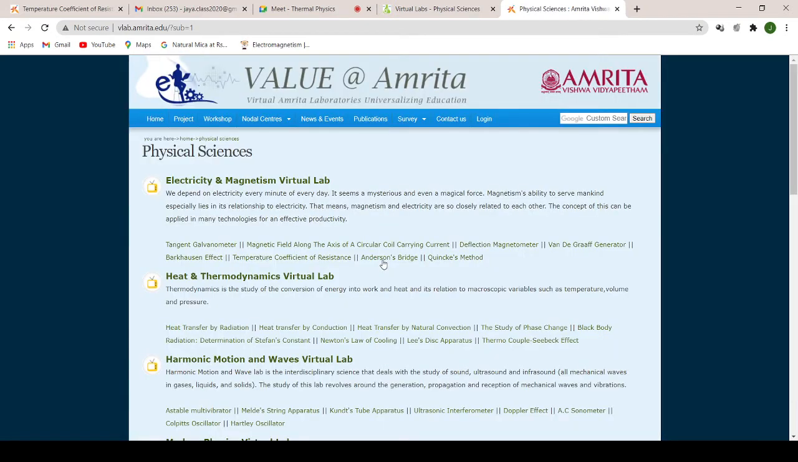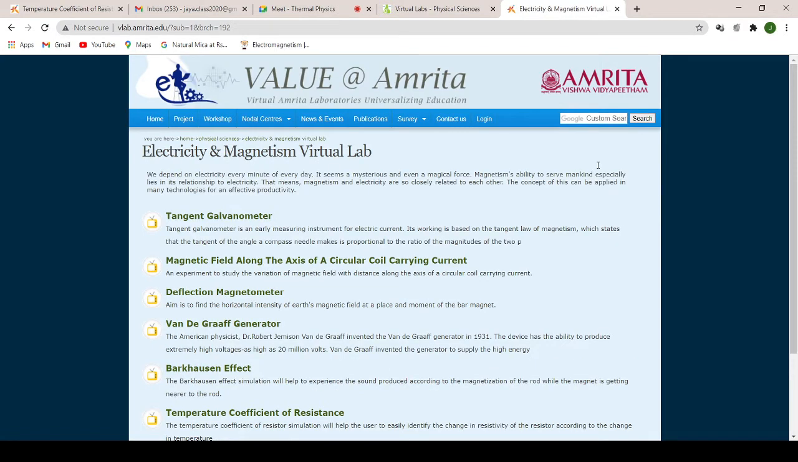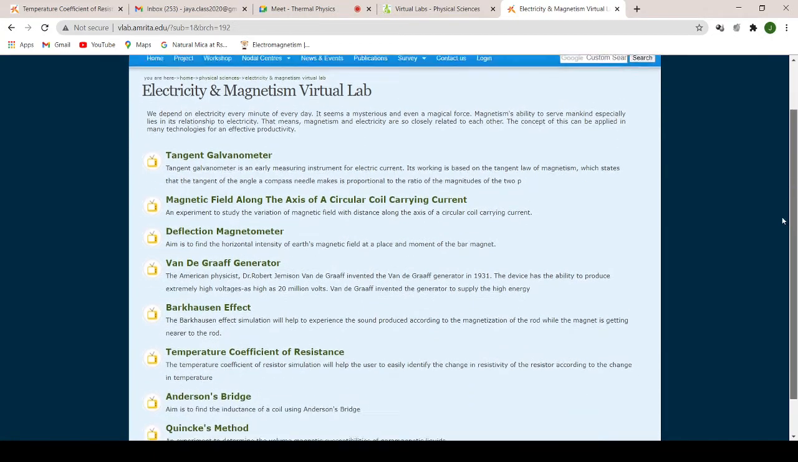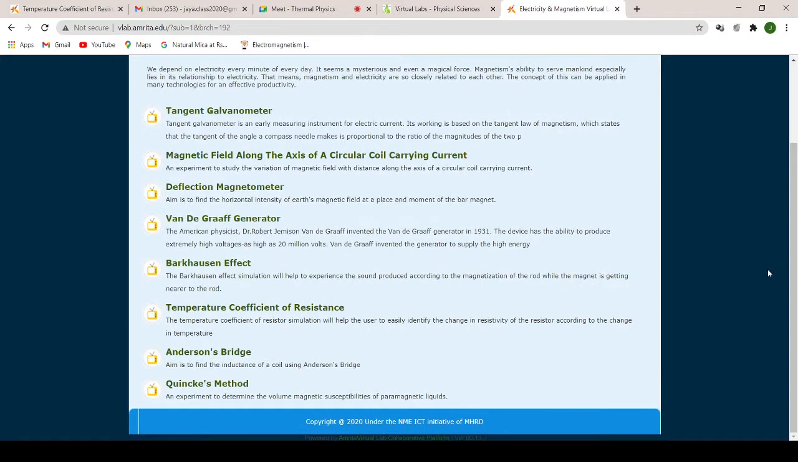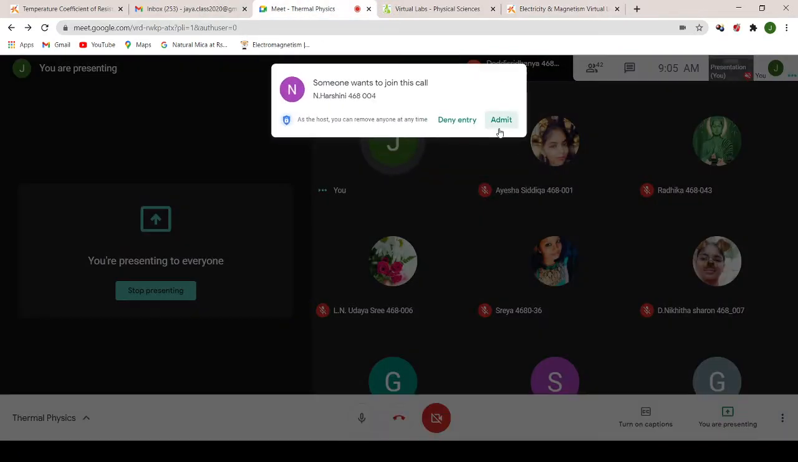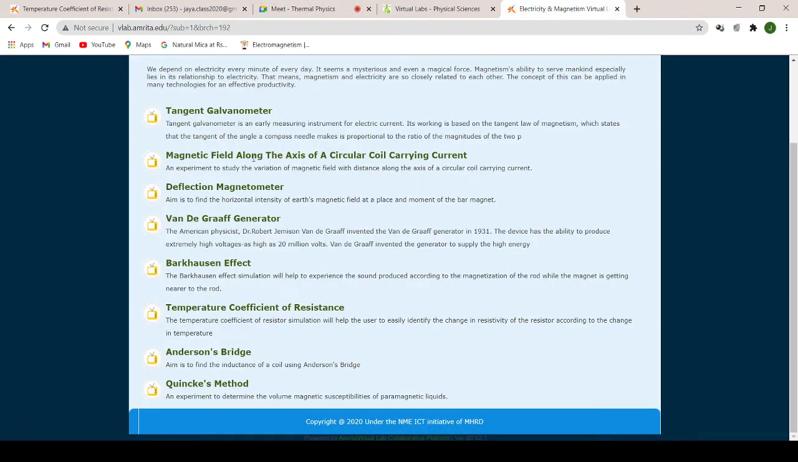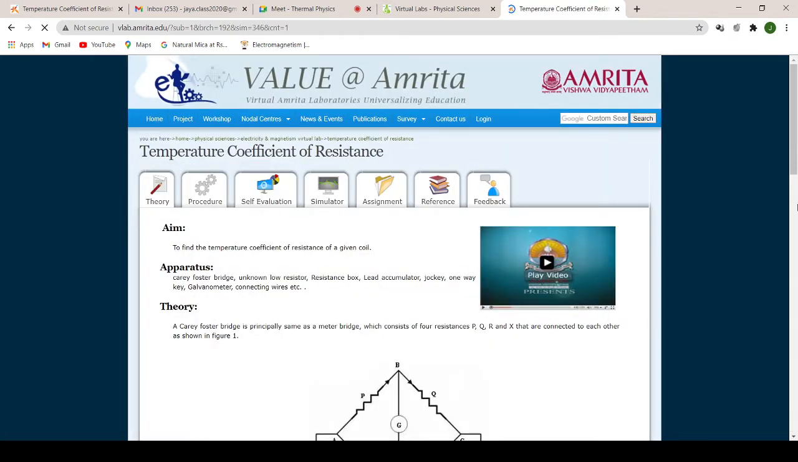So if I remember well, I had asked you to go through this for the theory and procedure. So go to electricity and magnetism virtual lab. As I do it, I want you people also to do this. Okay, let us do it together and try to understand, because it takes some time to really understand this experiment. Okay, and in the list of experiments given, you have temperature coefficient of resistance. So if you have a laptop with you, you can do this, or you can directly use your phone.